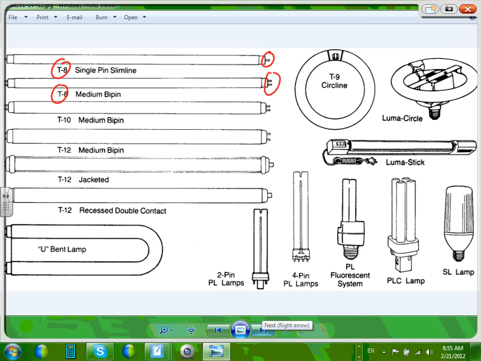Before we go ahead, guys, T stands for tubular. Thank you, tubular. That shape, tubular. And the 8 stands for the diameter. So if I measure the diameter of this baby, you take 8 divided by that magic number 8, and it'll give you an inch. Everybody knows that? So if it's a 12, 12 divided by 8. If it's 5, 5 divided by 8, and that'll give you the diameter of that fluorescent light. Make sense for any of these?